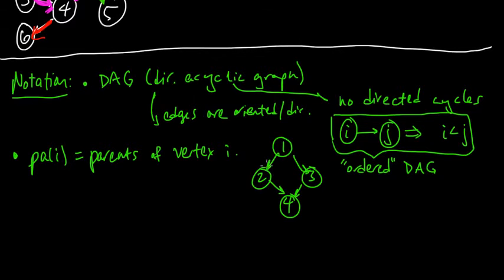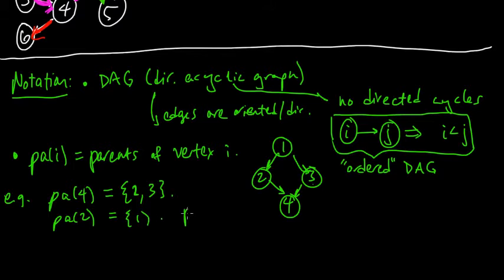In general, the parents are those vertices which are neighbors of a given vertex, and they point to that vertex. So, for example, the parents of 4 in this graph are 2 and 3. And the parent of vertex 2 is just vertex 1, and vertex 1 has no parents, so its parent set is just the empty set, which we write as that.